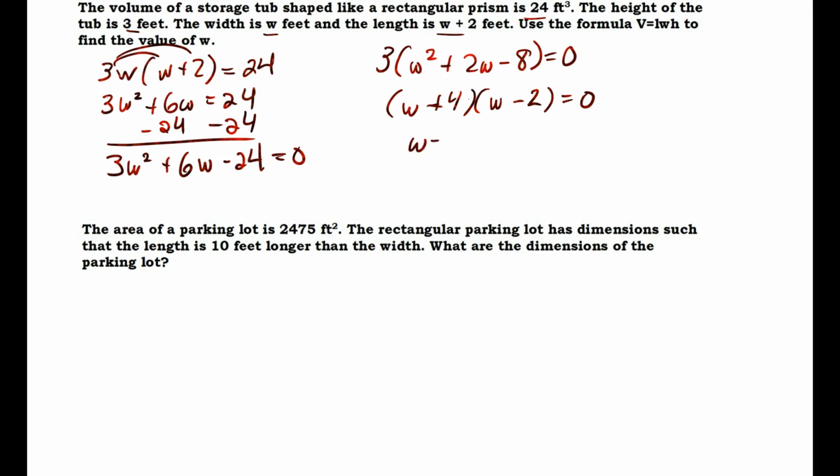So we get W is equal to negative 4, and then W is equal to 2. Well, this is a real life situation, so we can't say the width is negative 4. The width has to be 2. All right. The area of a parking lot is 2,475 square feet. The rectangular parking lot has dimensions such that the length is 10 feet longer than the width. What are the dimensions of the parking lot?